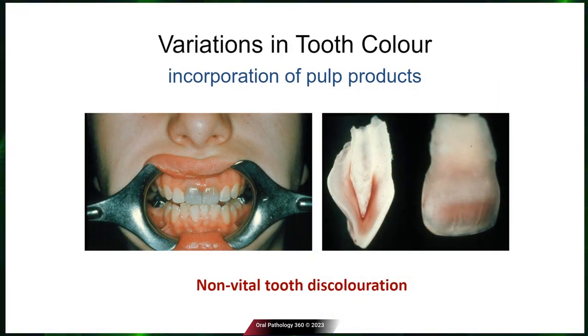Non-vital teeth we're very familiar with as dentists, in terms of the discoloration from the breakdown products of the pulp. And that's the background in terms of the various techniques to be able to do bleaching of these teeth after appropriate endodontics.